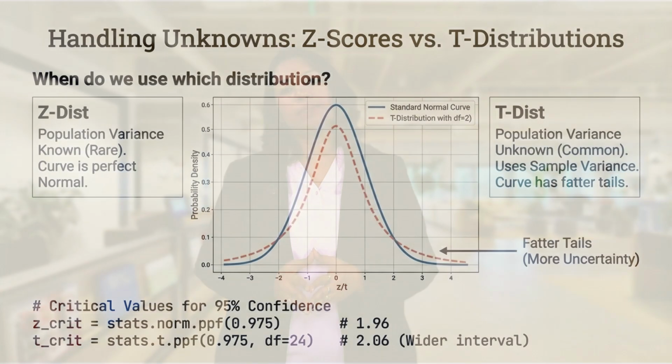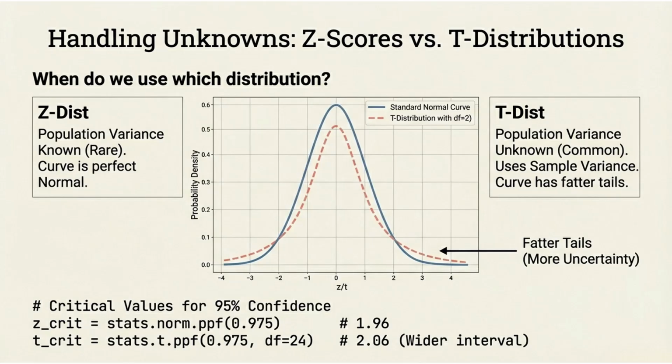When to use Z distribution and T distribution is very important. Z distribution is used when population variance is known, which is rare. The curve is perfectly normal. T distribution is used when population variance is unknown, which is common. It uses sample variance and has fatter tails. The fatter tails mean more uncertainty. Because of this, the critical value of T distribution is larger, giving wider confidence intervals.